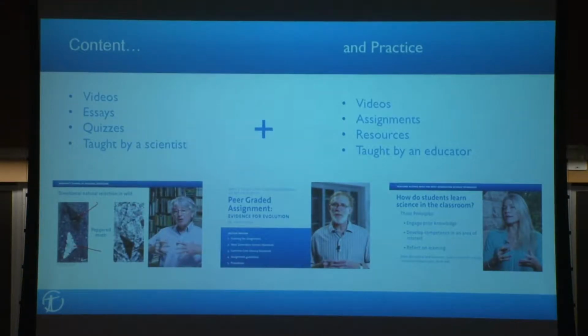And this is the basic structure of a course. We have a content strand and we have a practice strand. The content strand of the course consists of videos, essays, quizzes, and one of our co-instructors is a museum scientist. And on the practice side, we have videos, assignments, and classroom resources, and the other co-instructor is a science teacher. So that's the model that we have for all 3 courses.